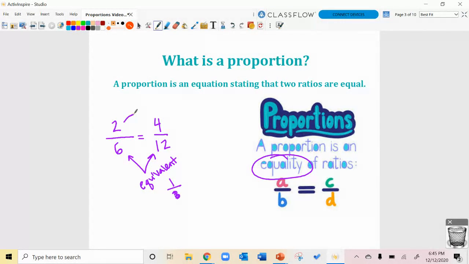And we're talking about corresponding, right? 2 corresponds to the 4. If we're talking about two shapes that were dilated, if this side was 2 and now it's 4, and this was 6 and now it's 12, these sides are corresponding, even though they're not congruent, they're corresponding sides, right? So using that to set it up.